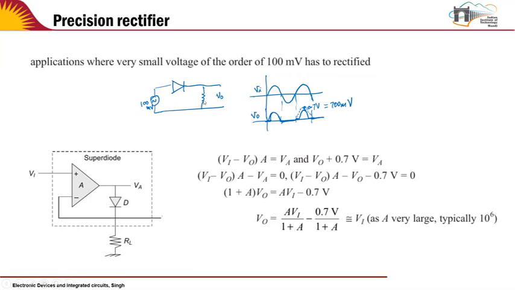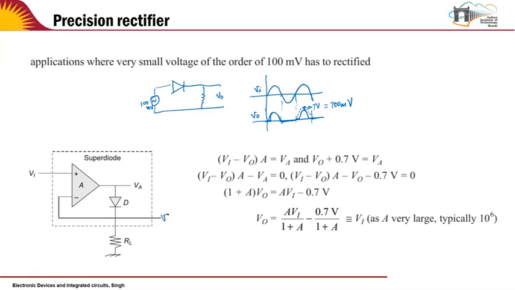So for the sake of precision rectification, this is called a precision rectifier. What we do is we use the op amp to make a circuit like this. This is a negative feedback configuration, because the output is connected to the negative terminal and the input is applied to the positive terminal, okay? And the output is measured.